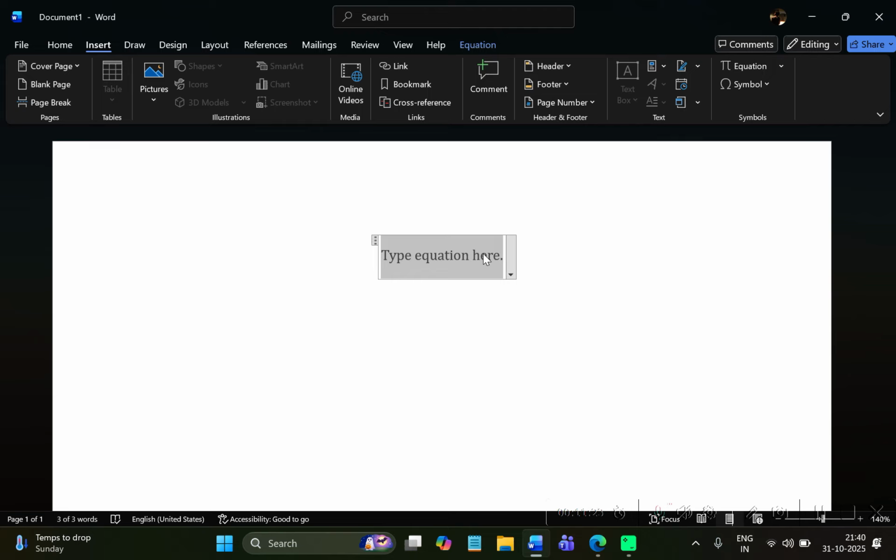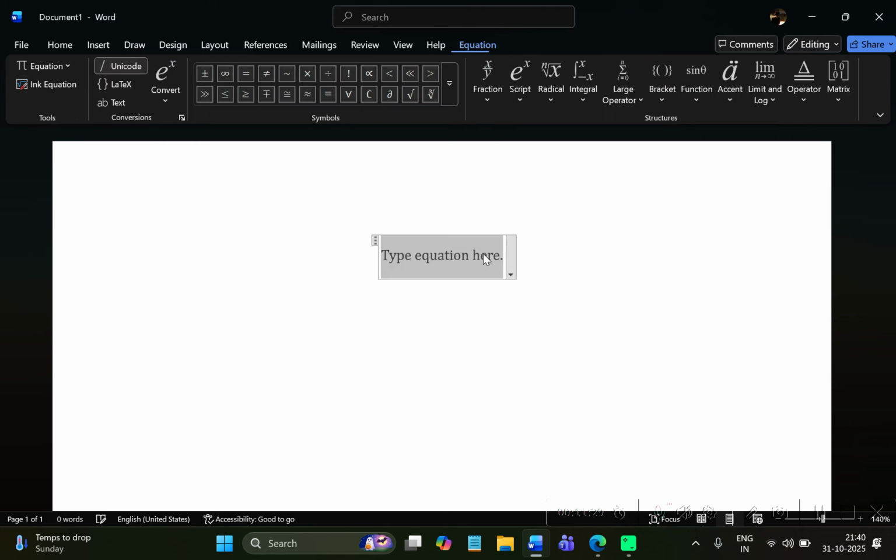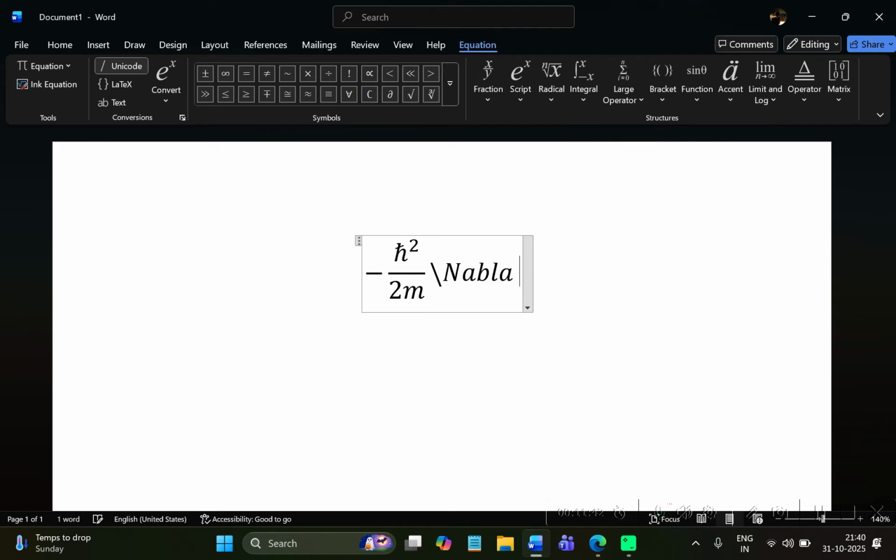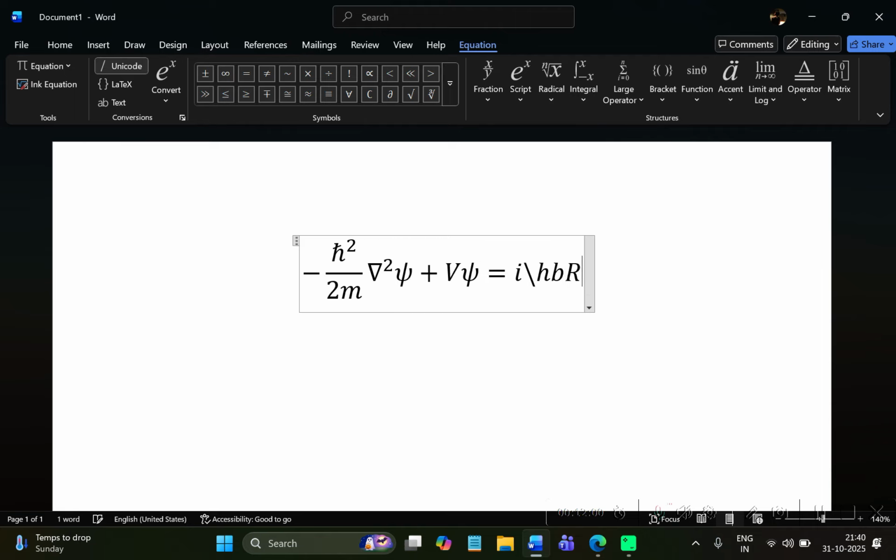Let's start with the classic Schrodinger's equation. So you have negative h bar squared over 2m. Now you have the Laplacian operator, that's actually nabla, right? So nabla, n capital. I think this works. This doesn't work. You have to write the n small, because there is nothing called capital nabla. Then squared psi. So this is psi plus v psi equals i h bar.